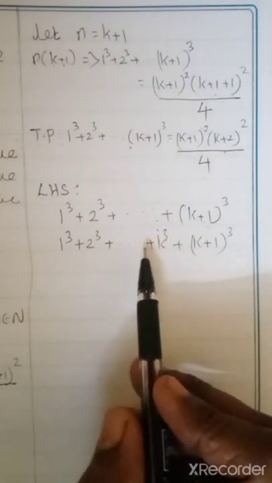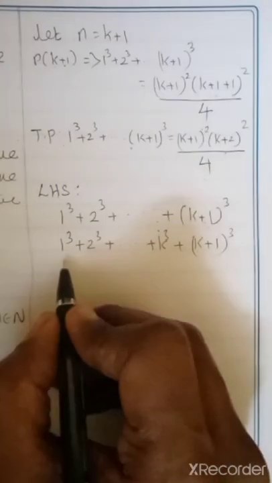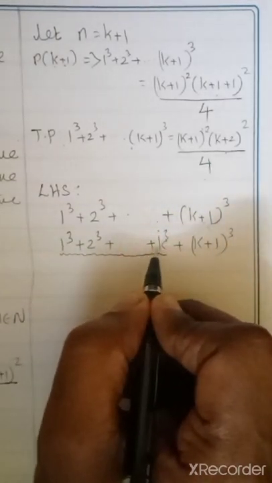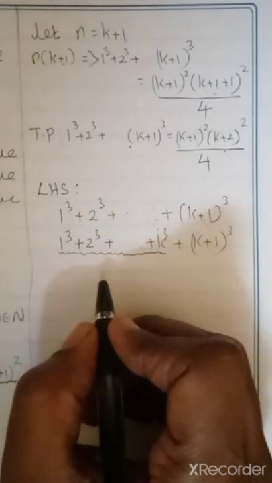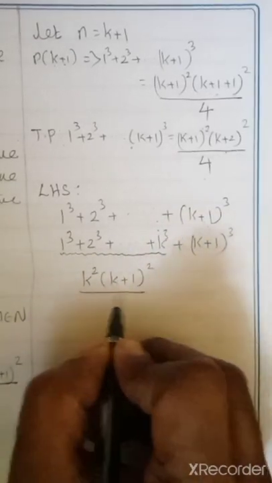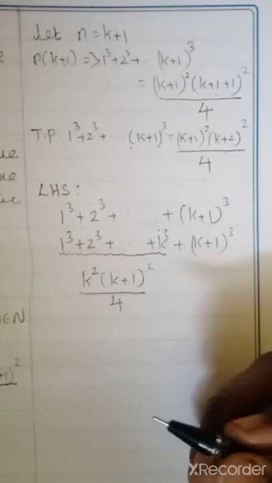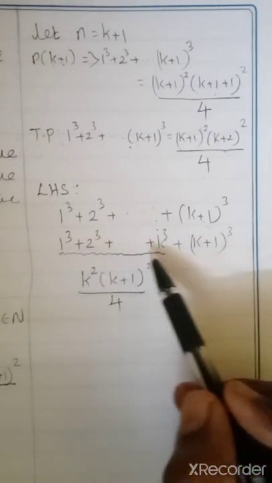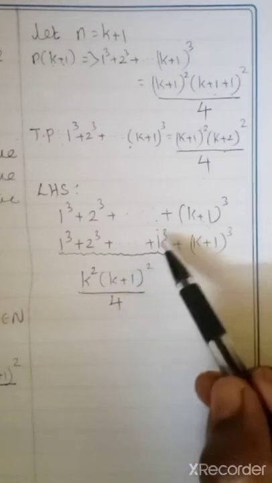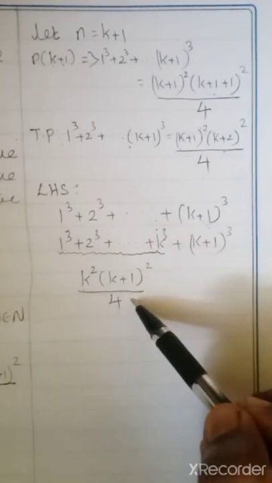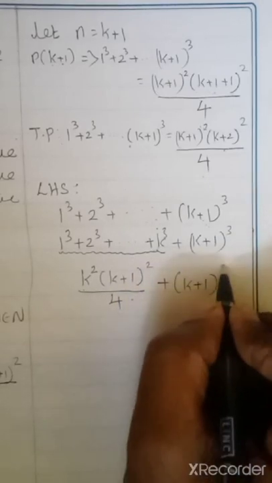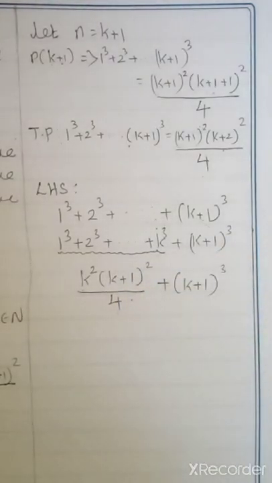Now look at your third step, where we put n equal to k. So instead of 1 cube, 2 cube, etc., up to k cube, can we substitute? We have already found the answer: k square, k plus 1 the whole square by 4. Look at the previous step, where we put n equal to k. There, 1 cube, 2 cube, etc., k cube, its answer is k square into k plus 1 the whole square by 4. So instead of this, we substituted that value, and the last term stays as it is, plus k plus 1 the whole cube. Is that clear?